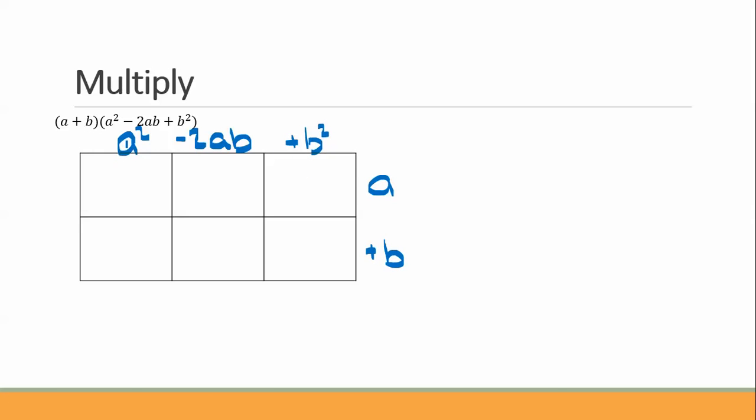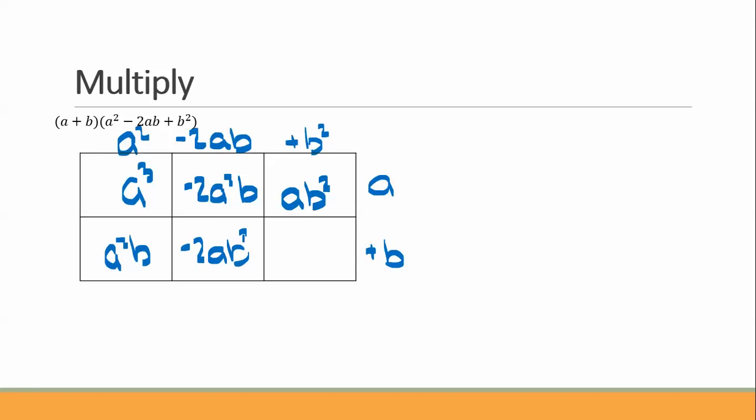Now we have a squared times a is a cubed. Negative 2ab times a is minus 2a squared b. b squared times a is ab squared. a squared times b is a squared b. Minus 2ab times b is minus 2ab squared. And then b squared times b is b cubed.